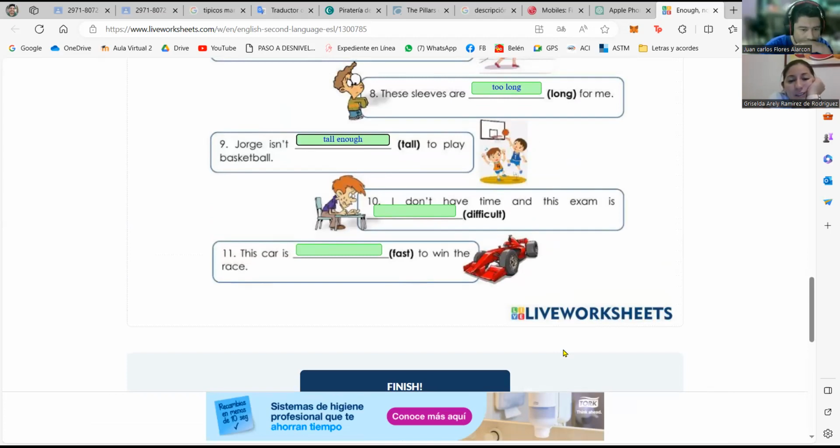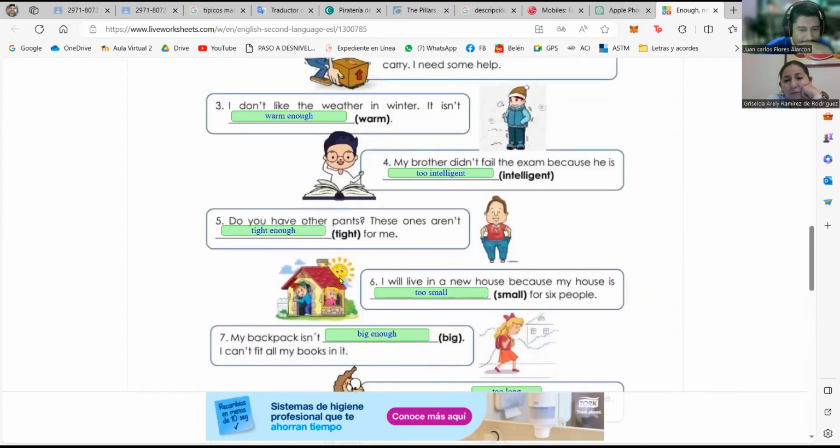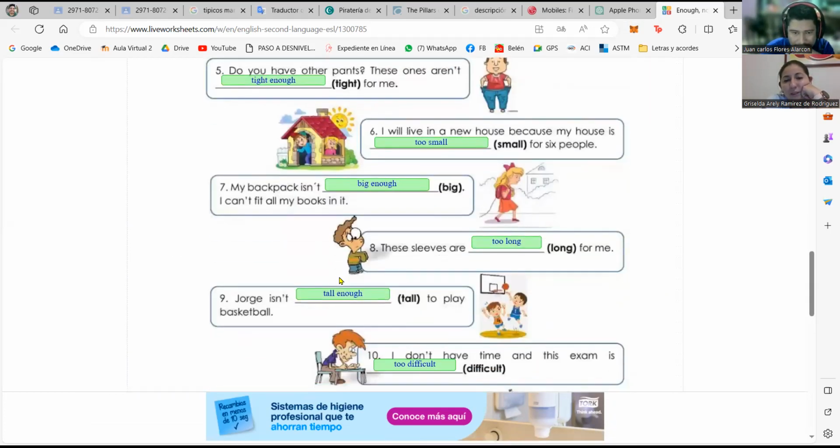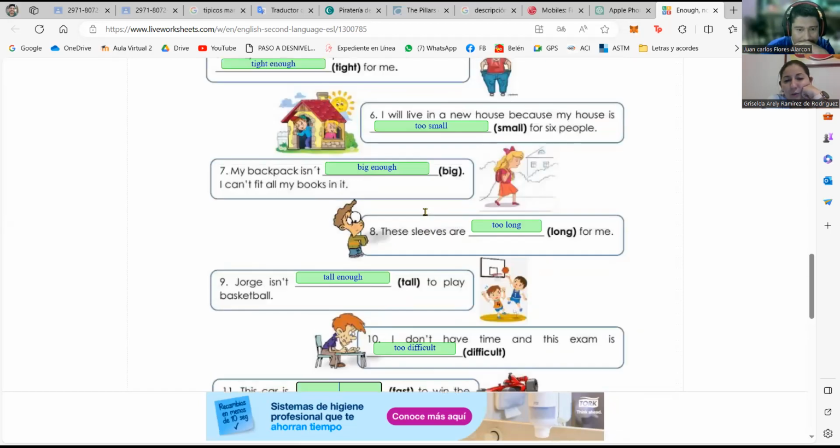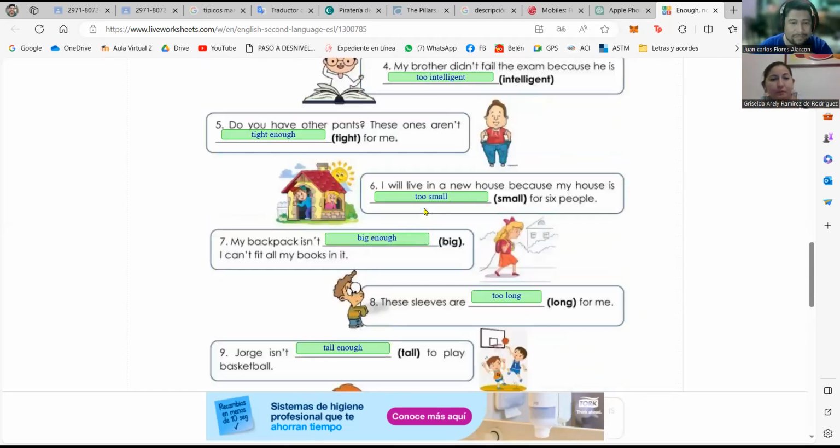This car is fast enough. Ah, no, me comí ese, ¿cierto? I don't have time and this exam is too difficult. La número 4 está mala. Ya lo hice aquí. No es too intelligent. Is intelligent enough. Intelligent enough.